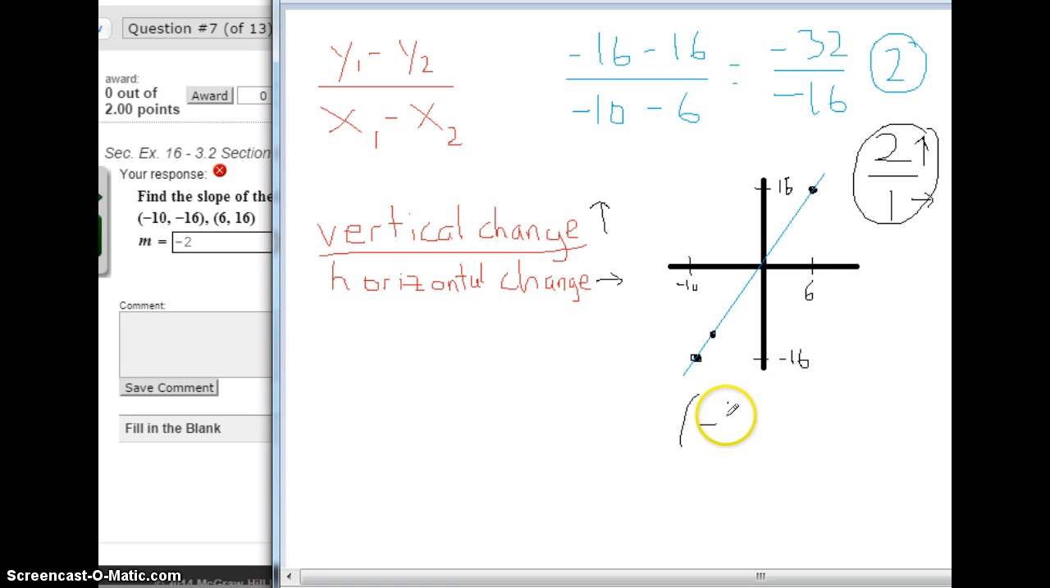Up 2 from negative 16 would be negative 14, and over 1 from negative 10 would be negative 9. But any point on the line, if you go up 2 and over 1, you'll be right back on the line. That's what that slope is telling you. And you can remember this: whatever the bottom number is, you always go that far right. The top number, that's how far you go up, but if it was a negative, like if the slope was negative 2/3, the negative on top means you go down. So either go up or down, and then the bottom, you always go right.